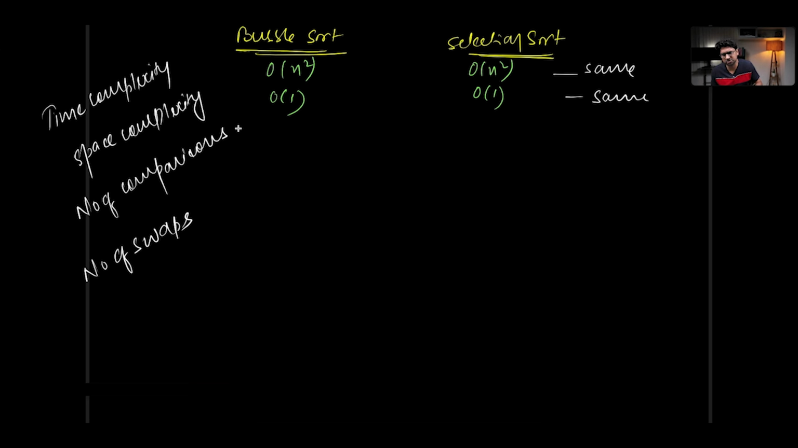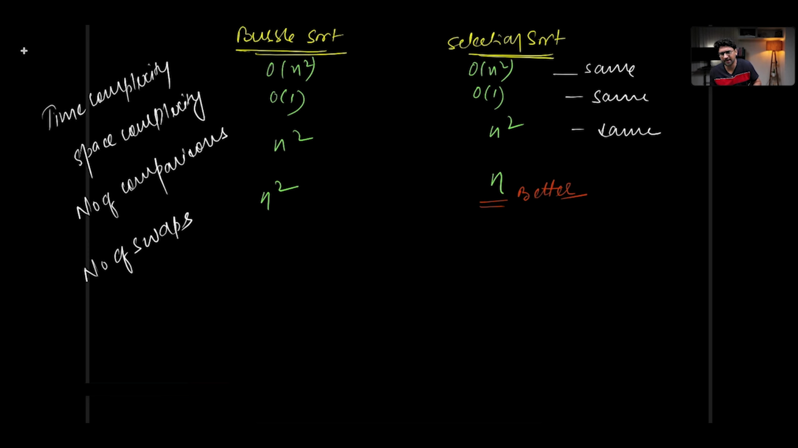The number of comparisons is still n square. In selection sort also it is n square, so this is the same. Now the differentiator here is the number of swaps. In bubble sort, the number of swaps that happens is order of n square, but in the case of selection sort it is n. So in this case, this is better.